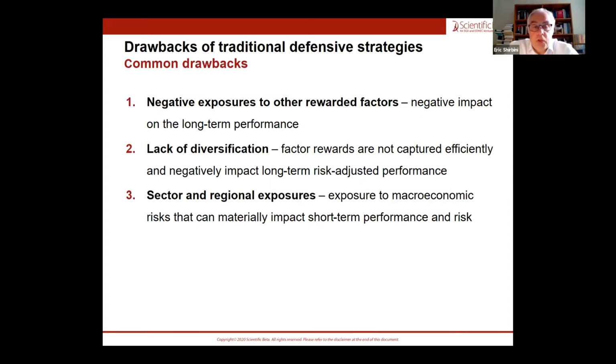So we list here the first 3 drawbacks. First of all, many defensive strategies have negative exposures to other rewarded factors. Now, the reason for that is when you tilt towards the low volatility risk factor, because low volatility is decorrelated from some of the other well-known risk factors like quality, like value, and so on, by explicitly tilting towards low volatility stocks, a lot of defensive strategies end up with a negative exposure to some of the other risk factors. And this negative exposure can hurt you in a couple of ways.